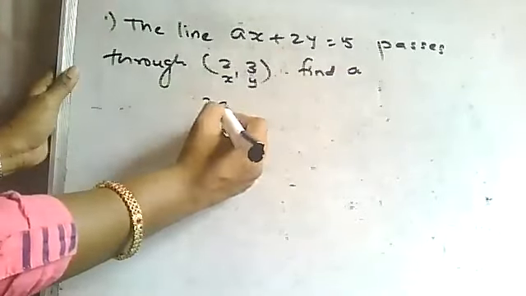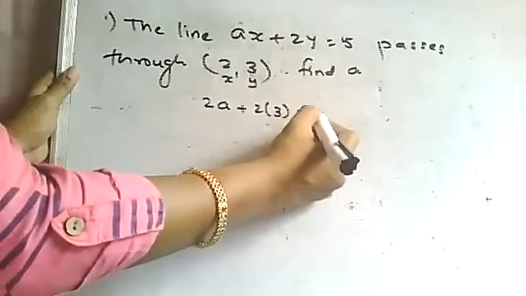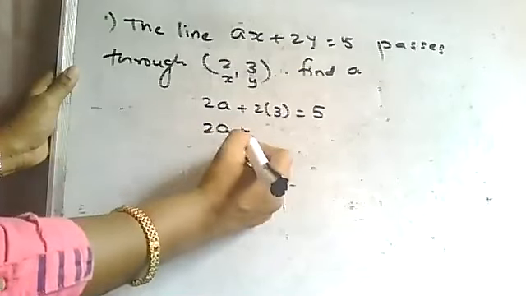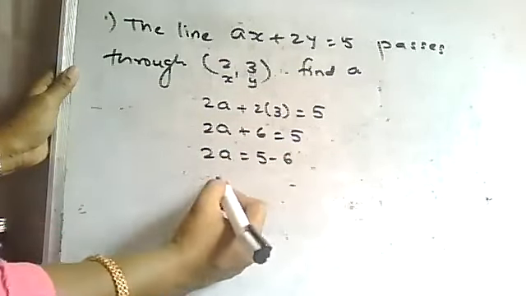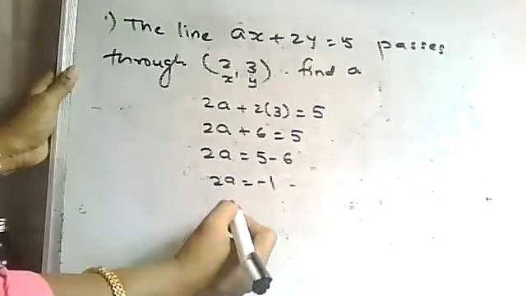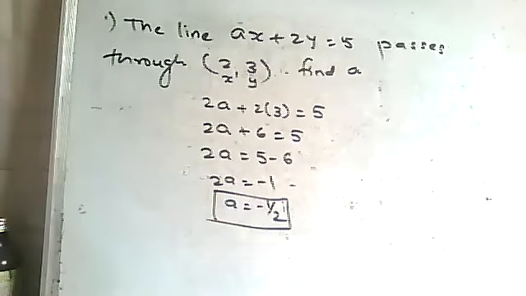So 2a plus 2 into 3 is equal to 5. 2a plus 6 is 5. 2a is equal to 5 minus 6. 2a is equal to minus 1. And you get the value of a as minus half. So this is not related to graph, but related to linear equation. So they may ask you this type also, okay?